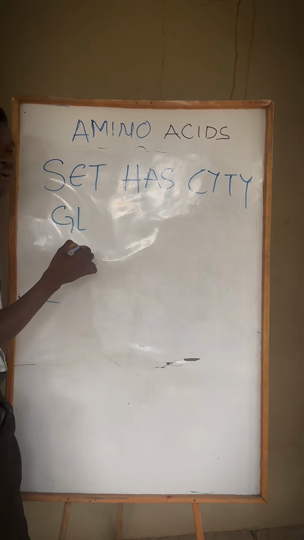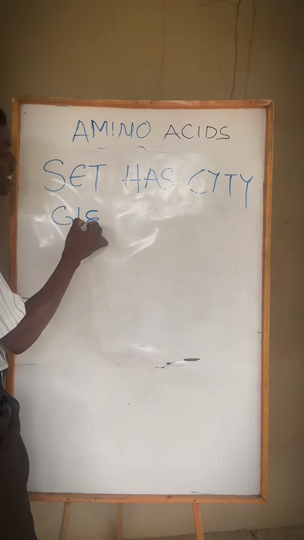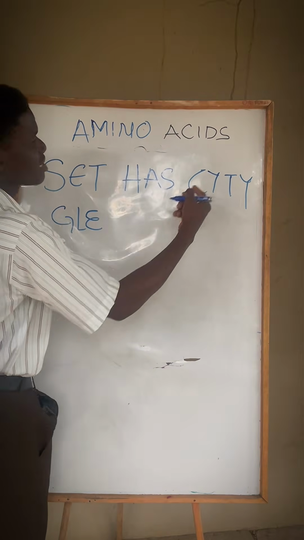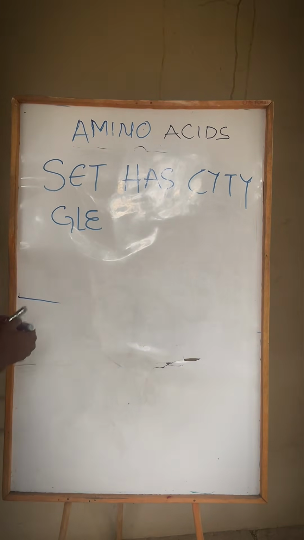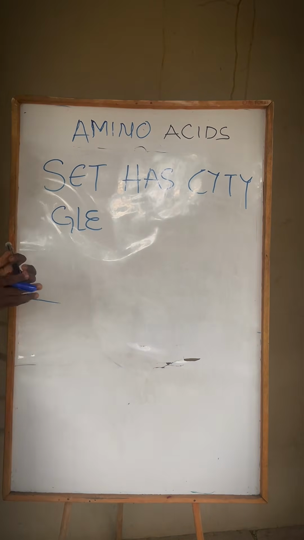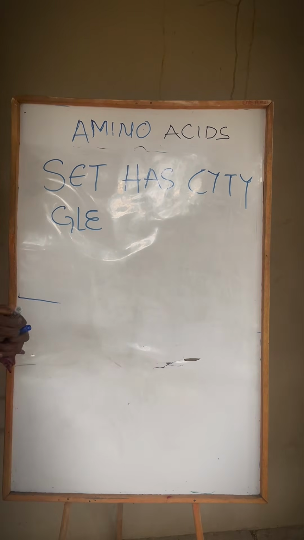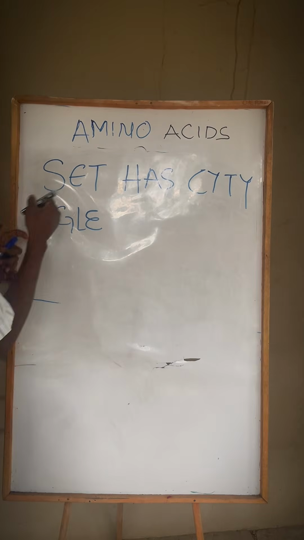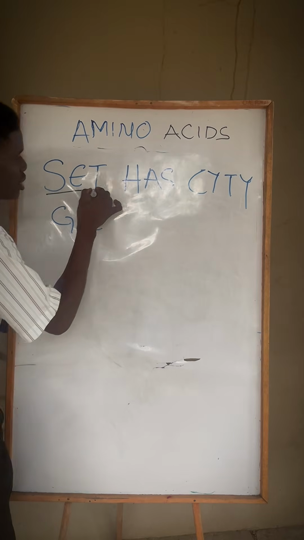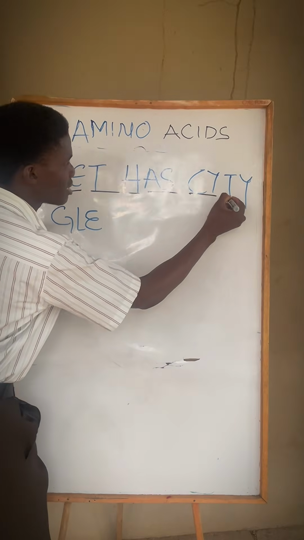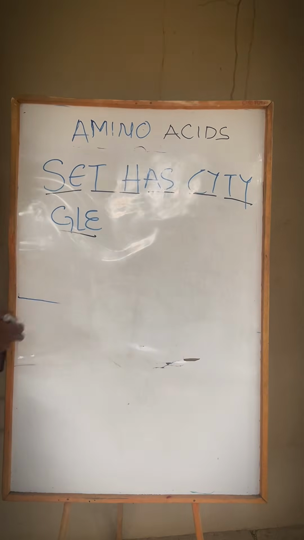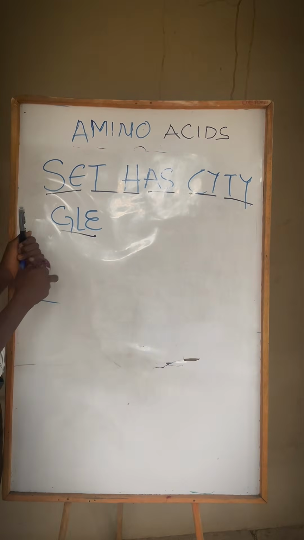GLE is called a confirmed Benz. So set as CTGLE. But now this is how you are going to do it. You just have to split the letters into two: SE, TH, AS, CY, TY, GLE. Are you with me? So set as CTGLE.